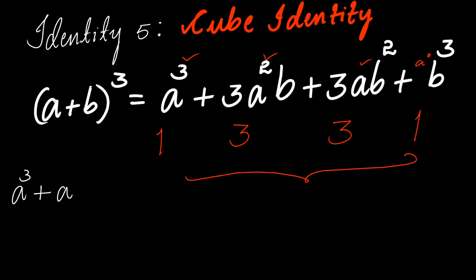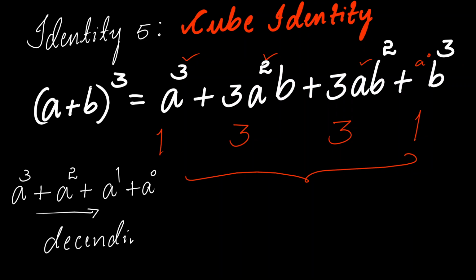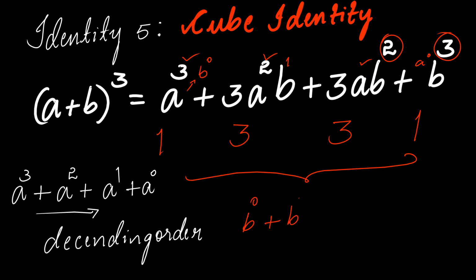Also, there is one more logic where here we have a to the power 3, a to the power 2, a to the power 1 and a to the power 0. Here the powers of a are in descending order 3, 2, 1, 0. Similarly, the powers of b are in ascending order, which is b to the power 0, b to the power 1, b to the power 2 and b to the power 3. So this is how you can remember this formula. Now let's move to the sixth identity.